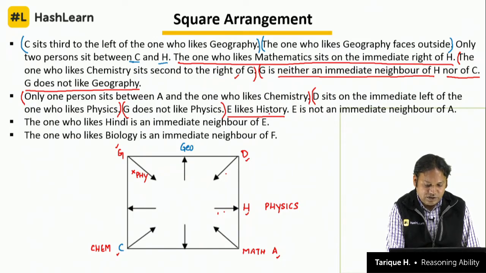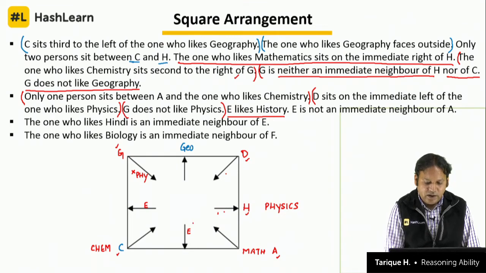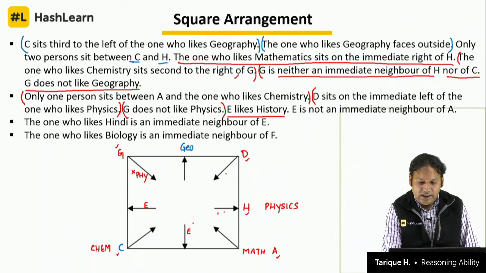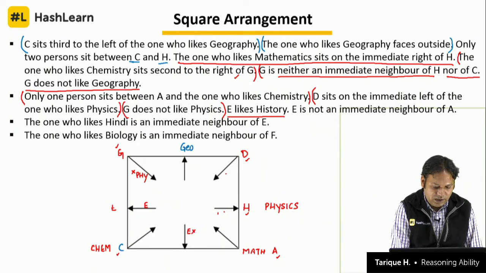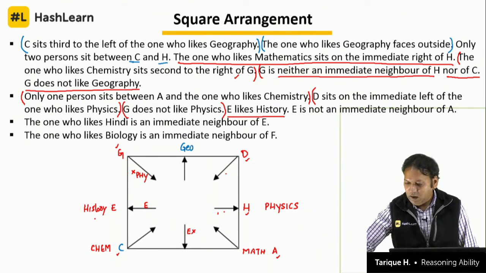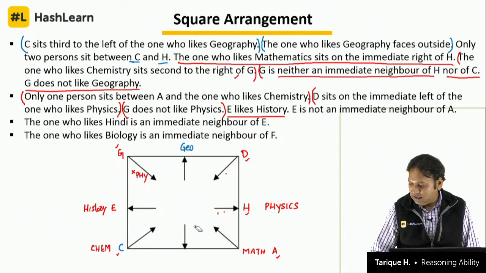So E likes history, where can E come? So we have two options now for E, that is one is this one and one is this one. There is no other option left for E. E is not an immediate neighbor of A, so that means if this gets cut out, that means here this will be E, and E likes which subject? E likes history. So now we know which side, where is E and what subject he likes.